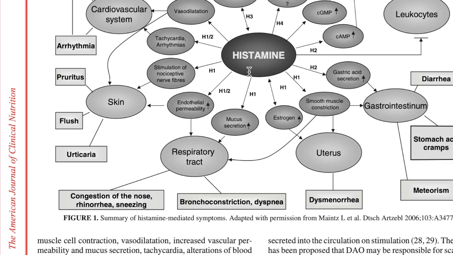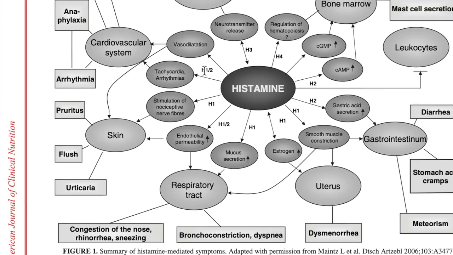Okay, we come back over here. We can actually see that histamine via the H1 and H2 receptors impacts the endothelial permeability. And this will cause skin issues such as urticaria, that's hives. It causes flushing, skin flushing, pruritus, that's itchiness. Okay, so big issues with skin with histamine.